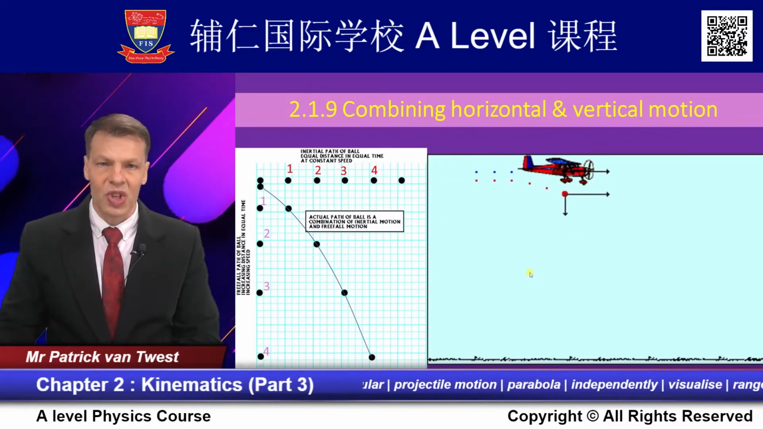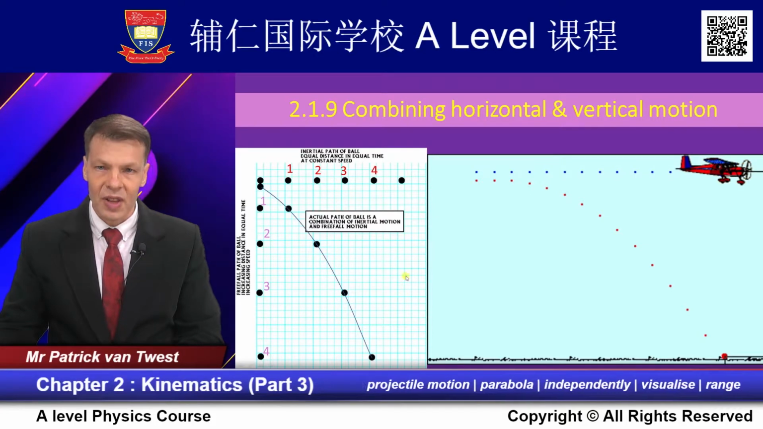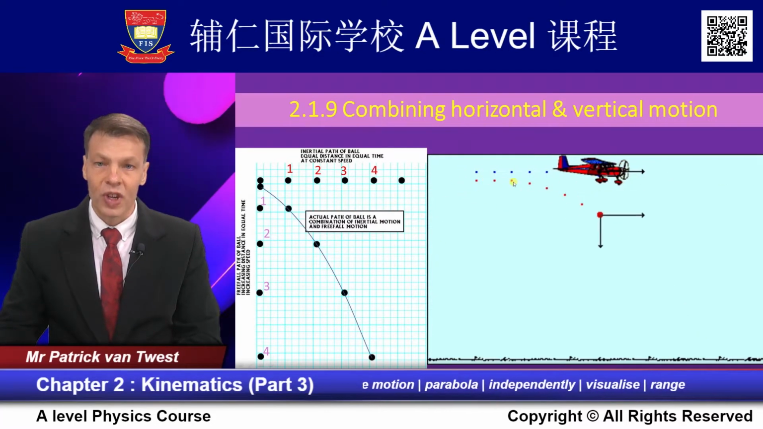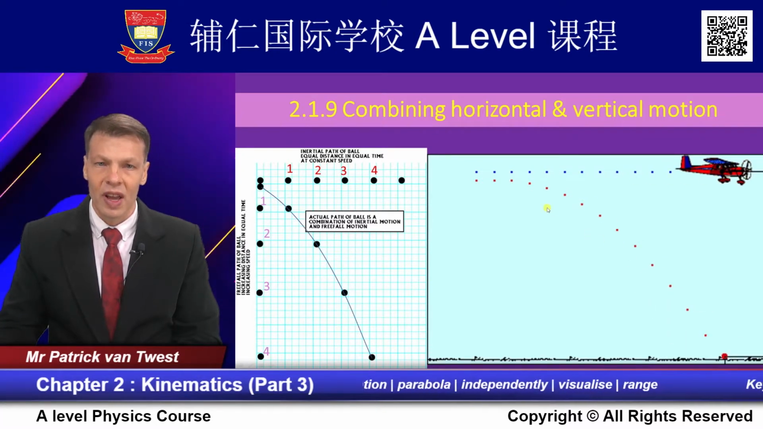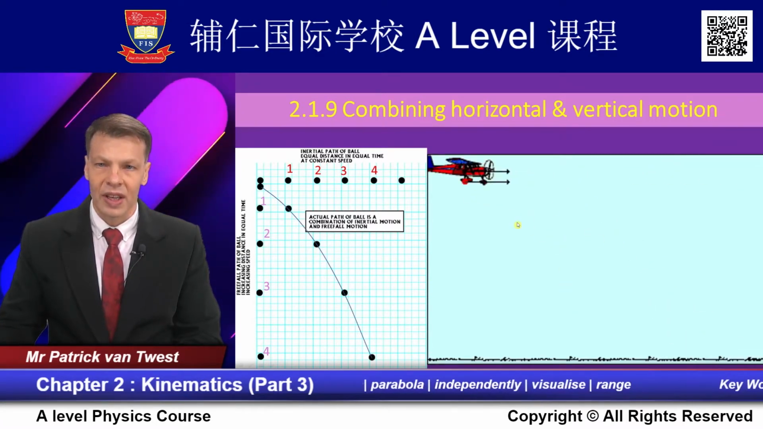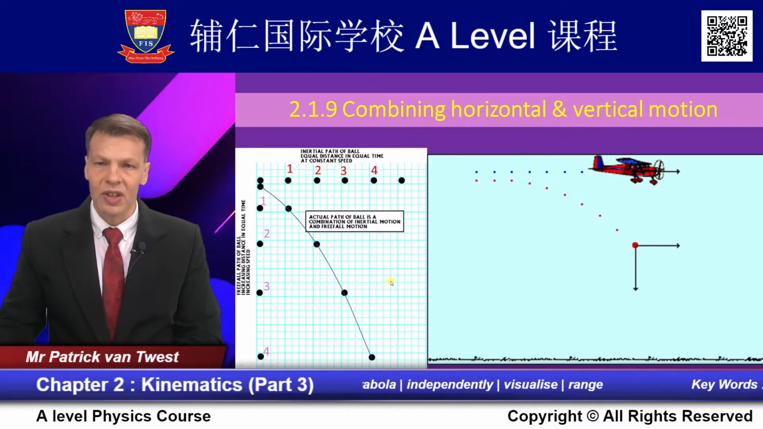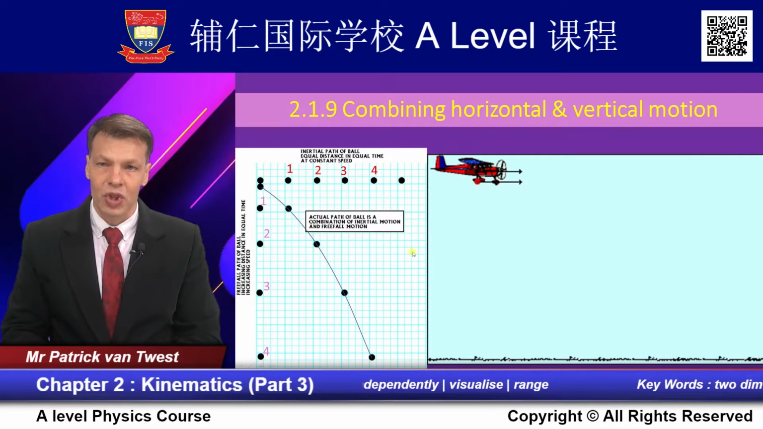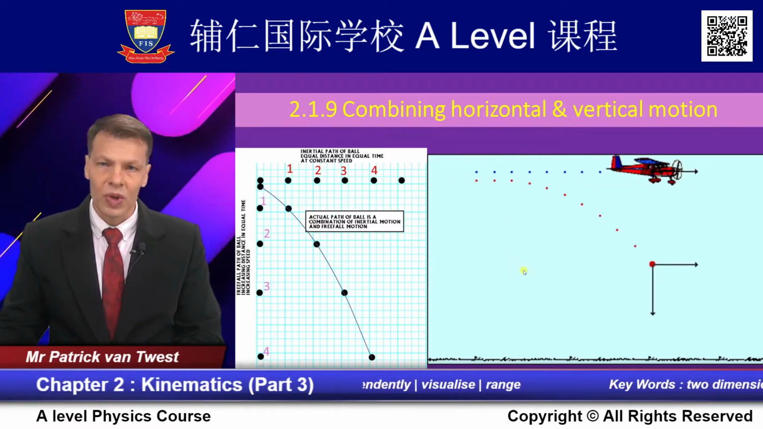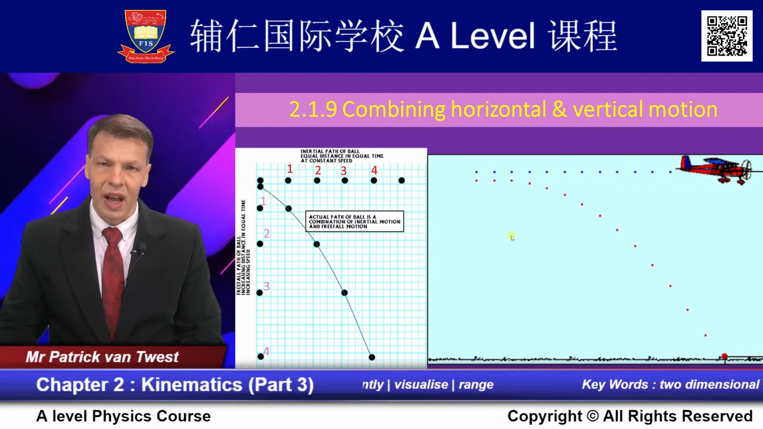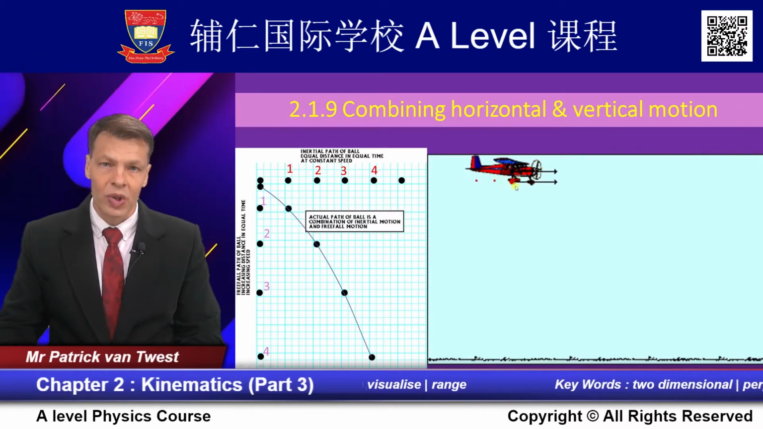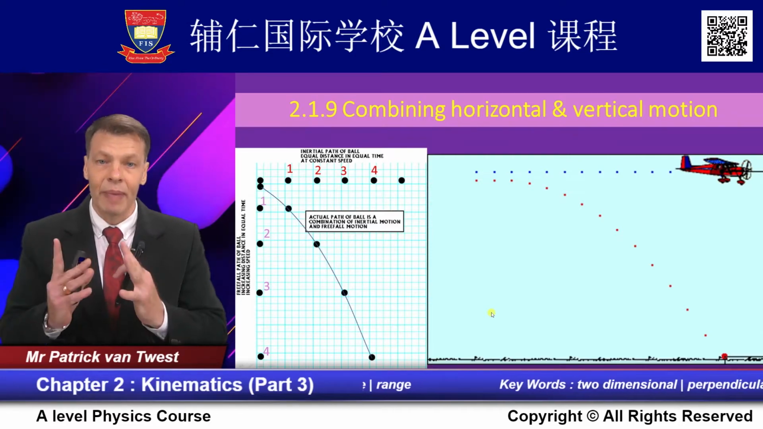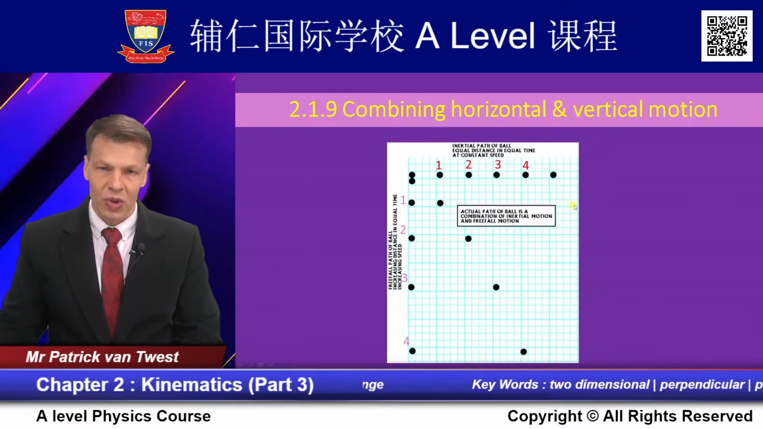Here's the question I left you with last lesson. There's a plane flying along, it drops an object, and that object is moving horizontally at the start of its motion, and then it's also falling vertically. On this graph here, you can see the path of that projectile. What we can do here is analyze the horizontal motion separately and the vertical motion separately and then add them back together. So let's see how we would do that.